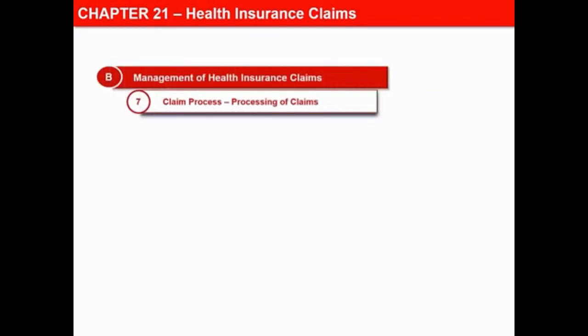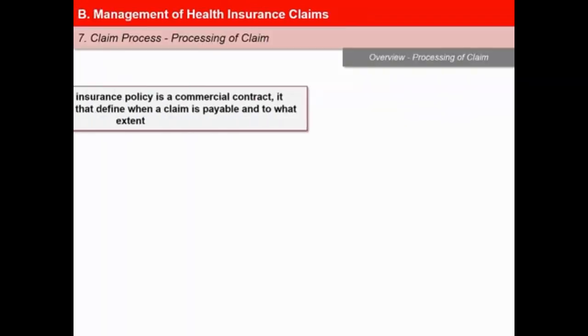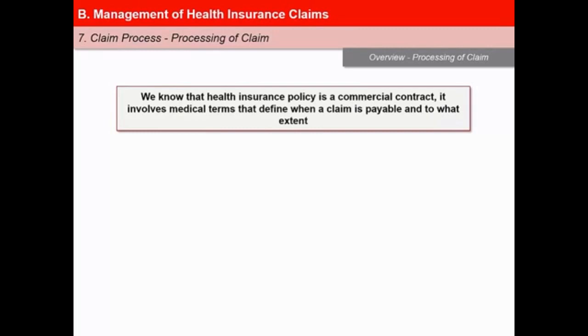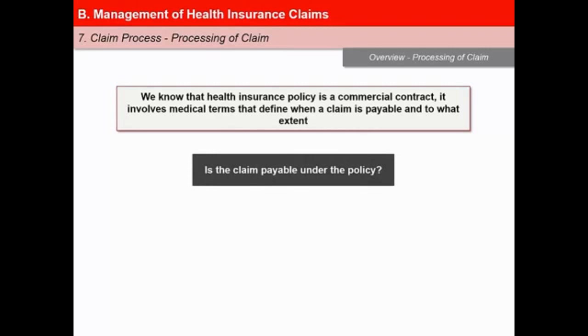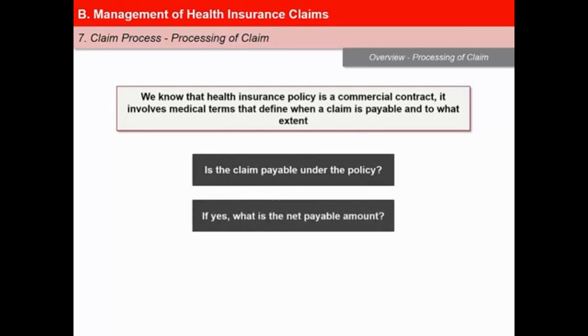In this next video of the lesson, Health Insurance Claims, we will learn about processing of claims. We know that health insurance policy is a commercial contract, and it involves medical terms that define when a claim is payable and to what extent. The heart of claims processing in any insurance policy is in answering two key questions. Is the claim payable under the policy? If yes, what is the net payable amount?